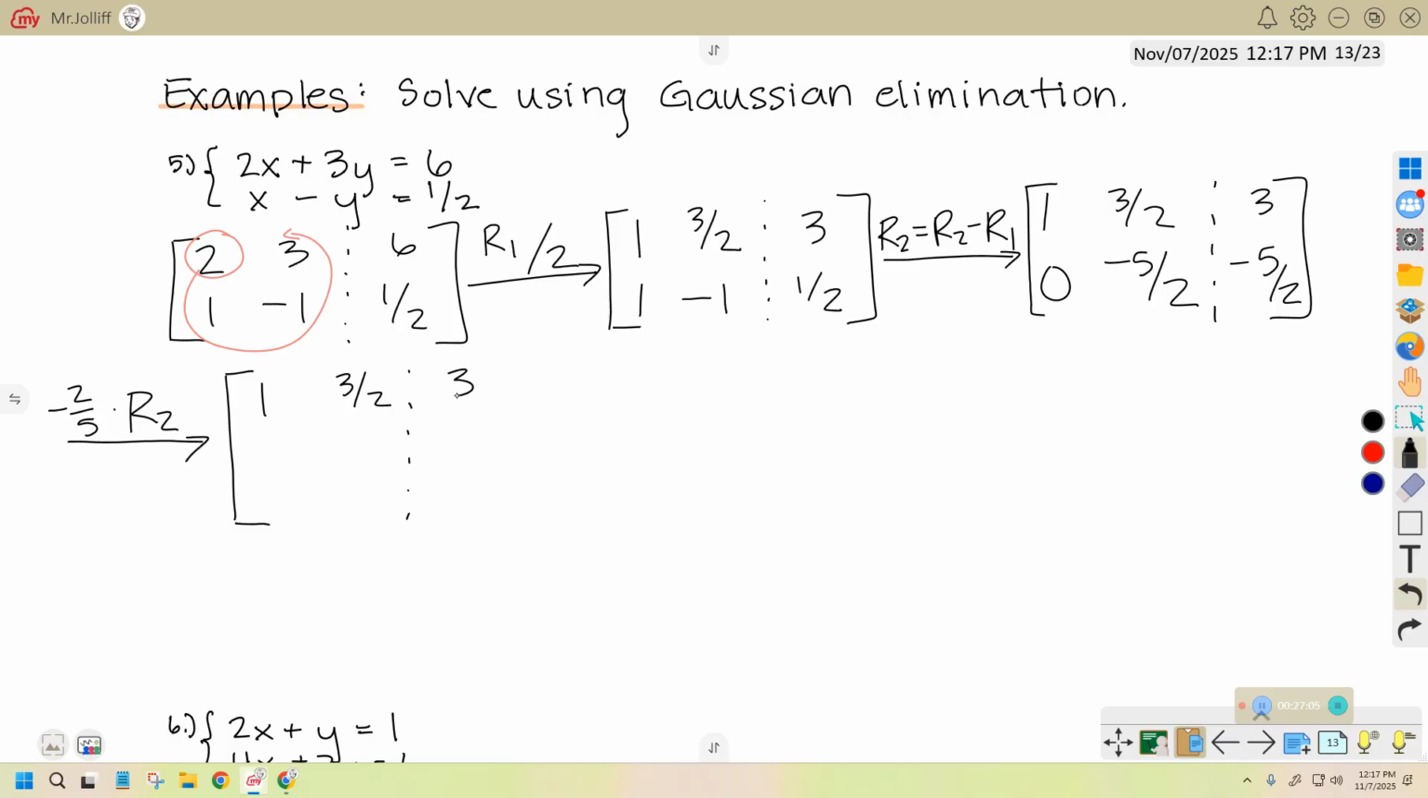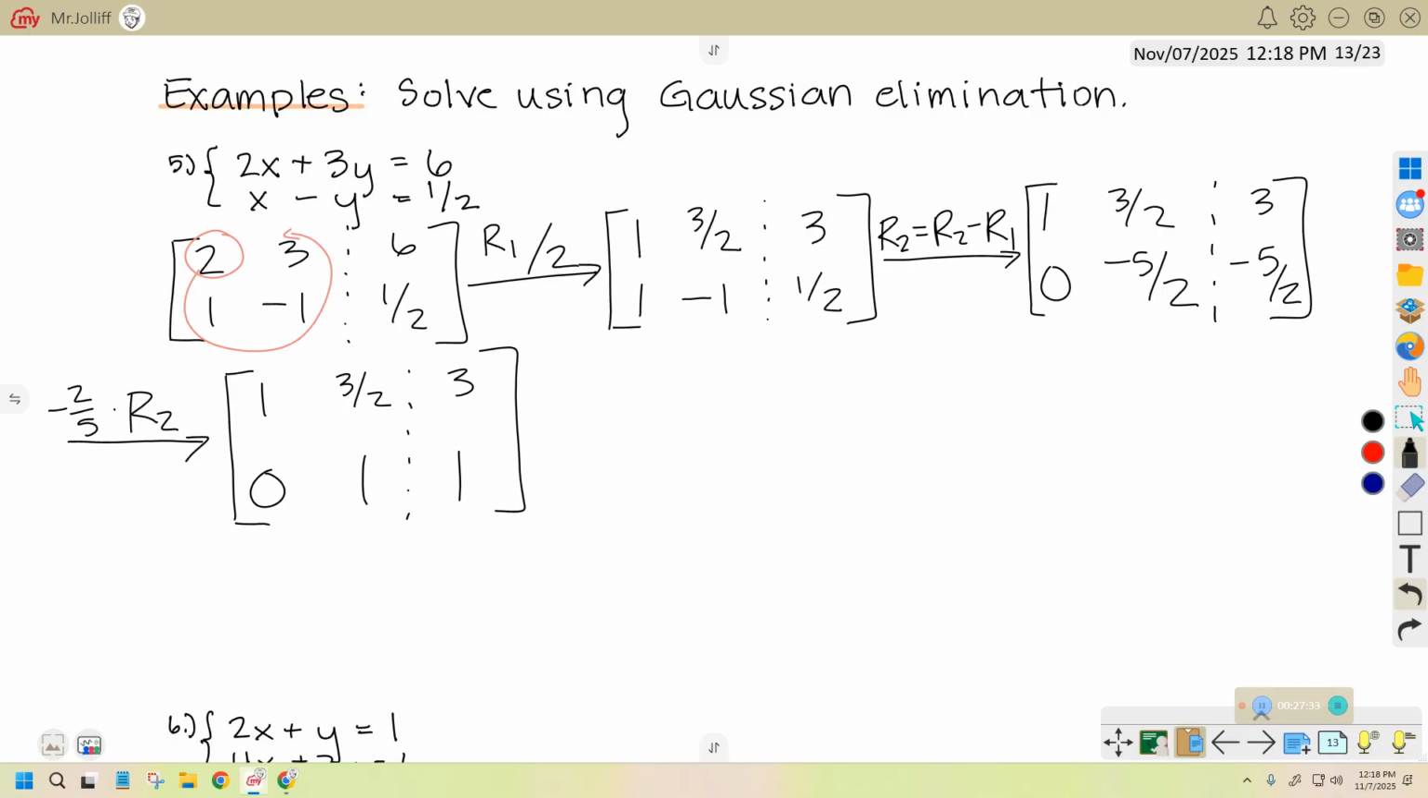Not too scary. Anything times 0 is 0. Negative times negative becomes positive. And then 2/5 times 5/2. 2 times 5 is 10. 10 over 10 is 1. And because this is also negative 5/2, this is also 1.